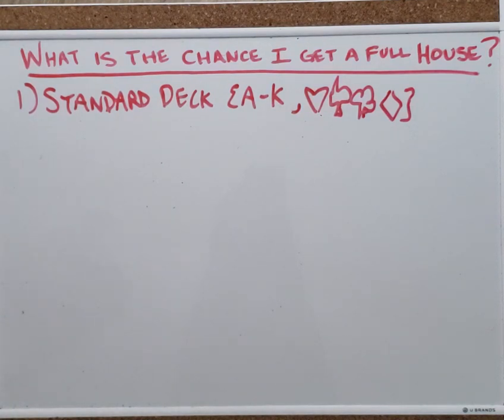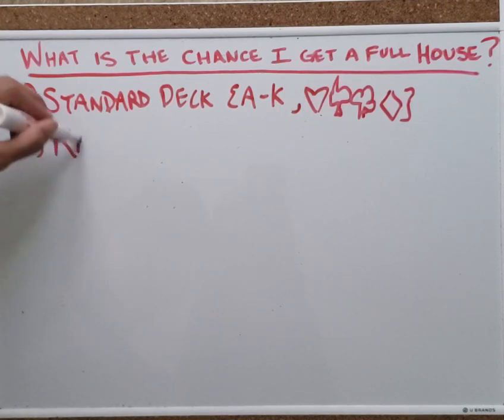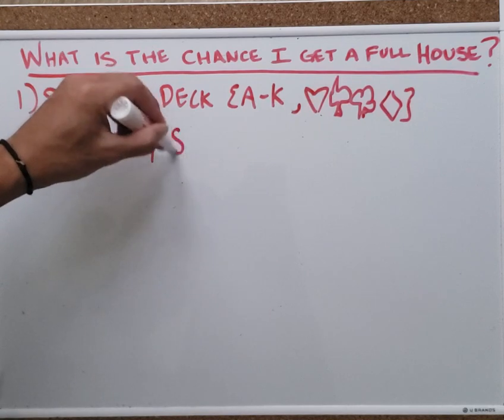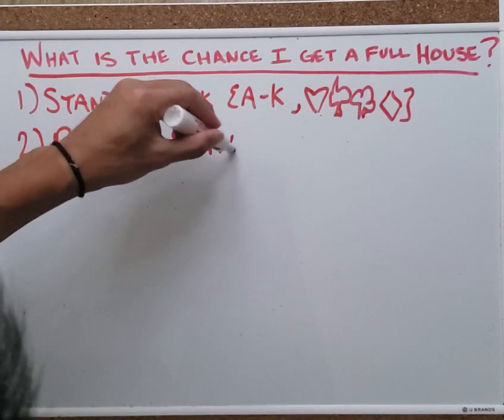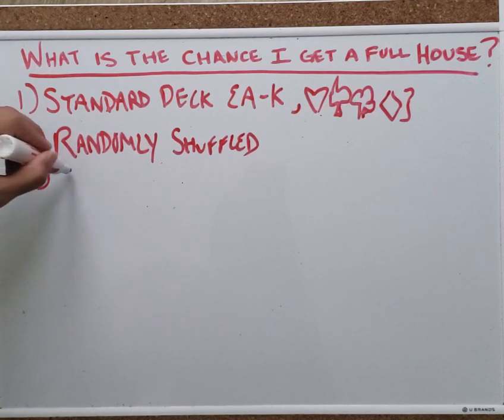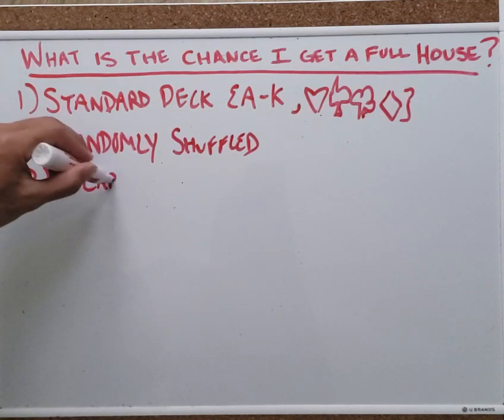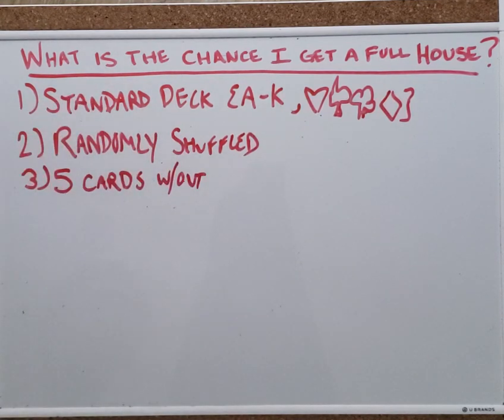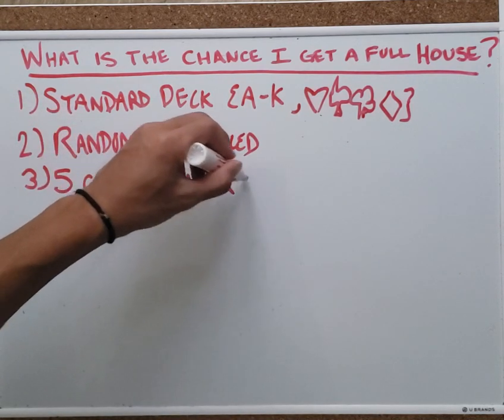The second assumption we're making is that the deck is randomly shuffled, so all cards have an equal chance of showing up. And the third one is that we are being dealt 5 cards without replacement. In other words, you can't get something like 5 aces of spades, because in a standard deck, there is only 1 ace of spades.